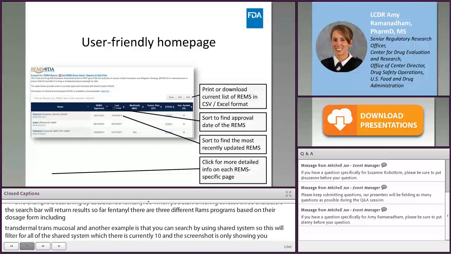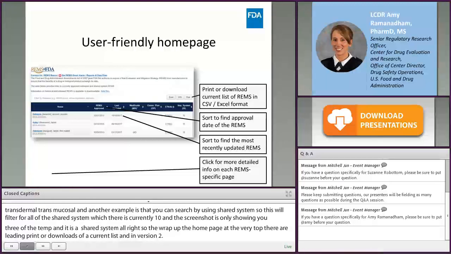All right, so to wrap up the home page, at the very top, there are links to print or download a current list of REMS in a CSV or Excel format. In version 2.0, you can print or download information that is filtered in the table. So for example, if you were filtering by shared system, as we did on the previous slide, the report or download will only give you 10 results. But if you wanted a full list of the 76 REMS, you would leave the search bar blank.